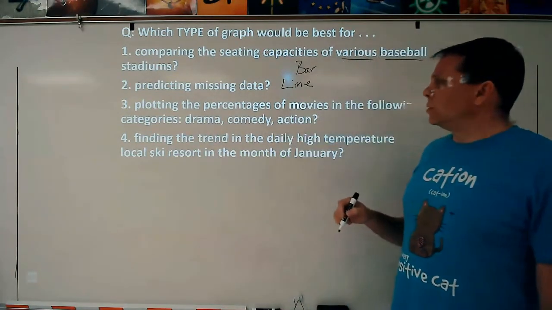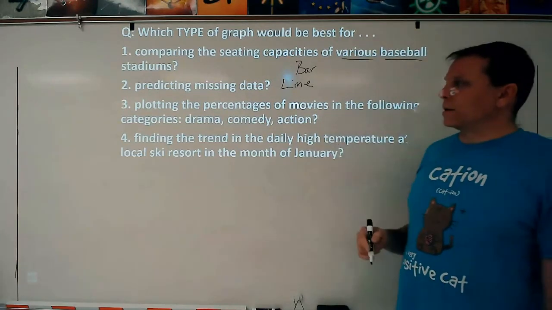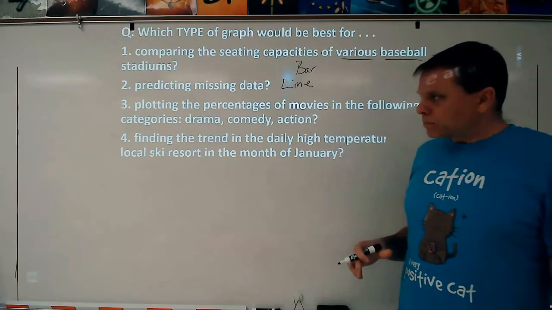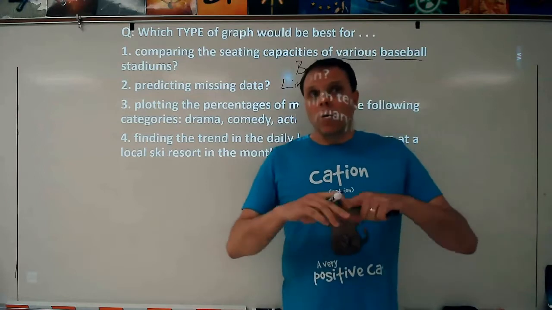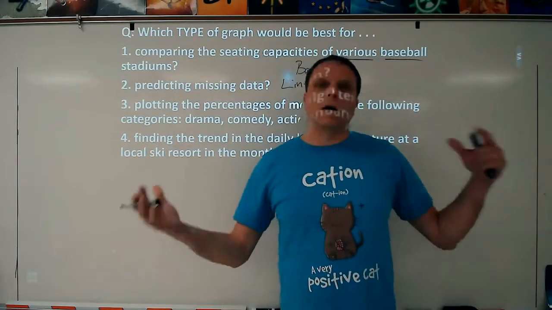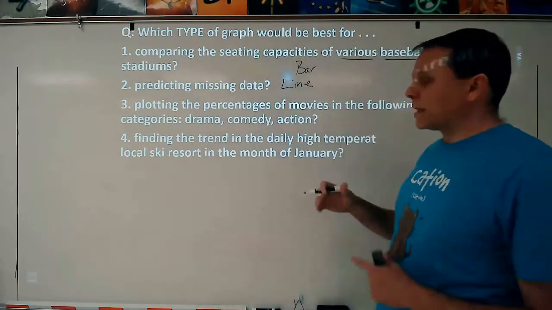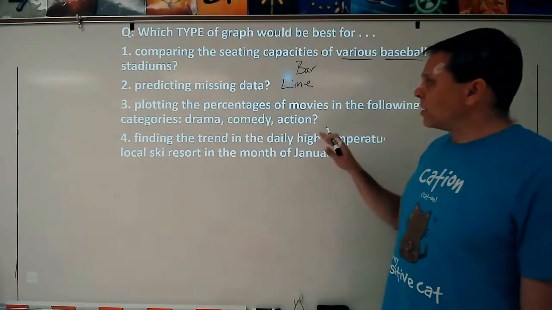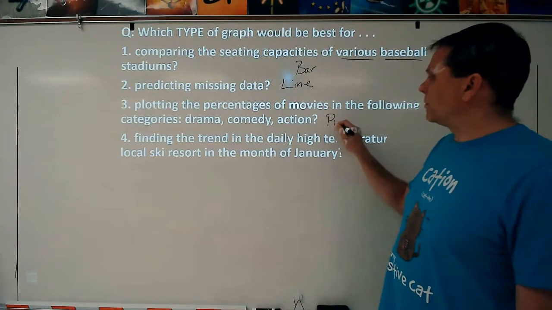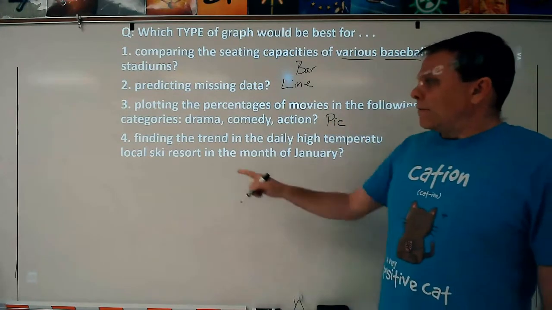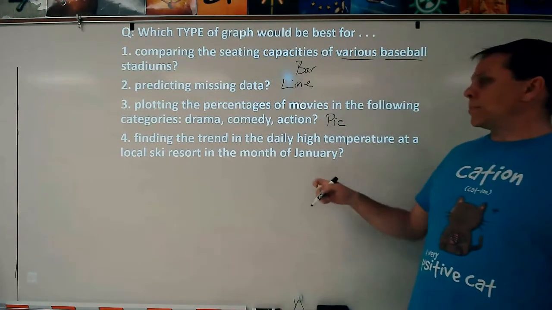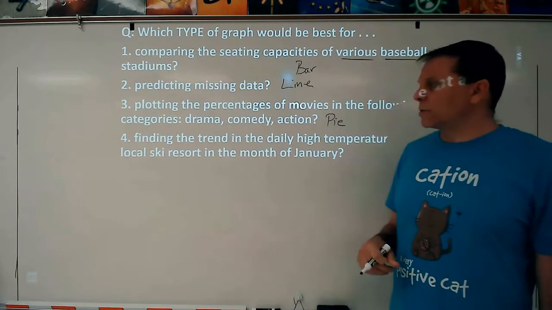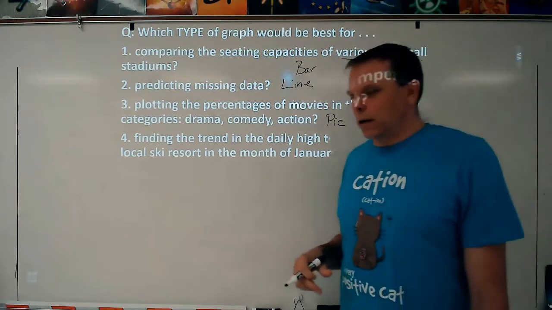Plotting percentages of movies in the following categories, okay? So if we're talking about what percentage out of all the movies are drama, et cetera, the whole would be all the movies, and then these different categories would be percentages. And so this is going to be a pie graph, right? A pie chart. Finding the trend in daily high temperatures at a local ski resort in the month of January.